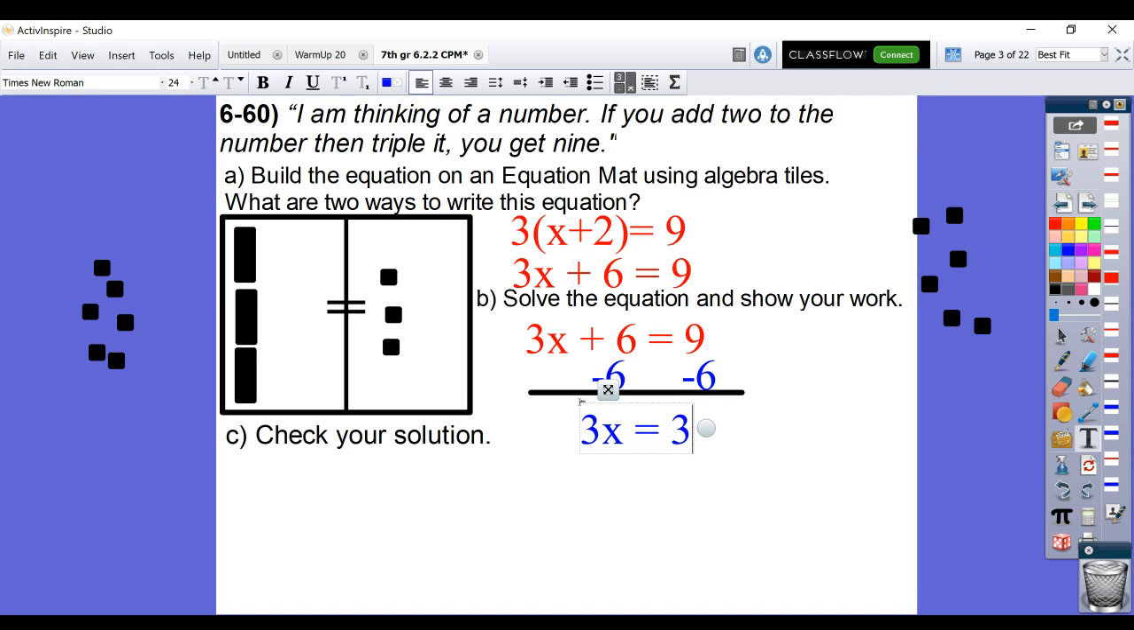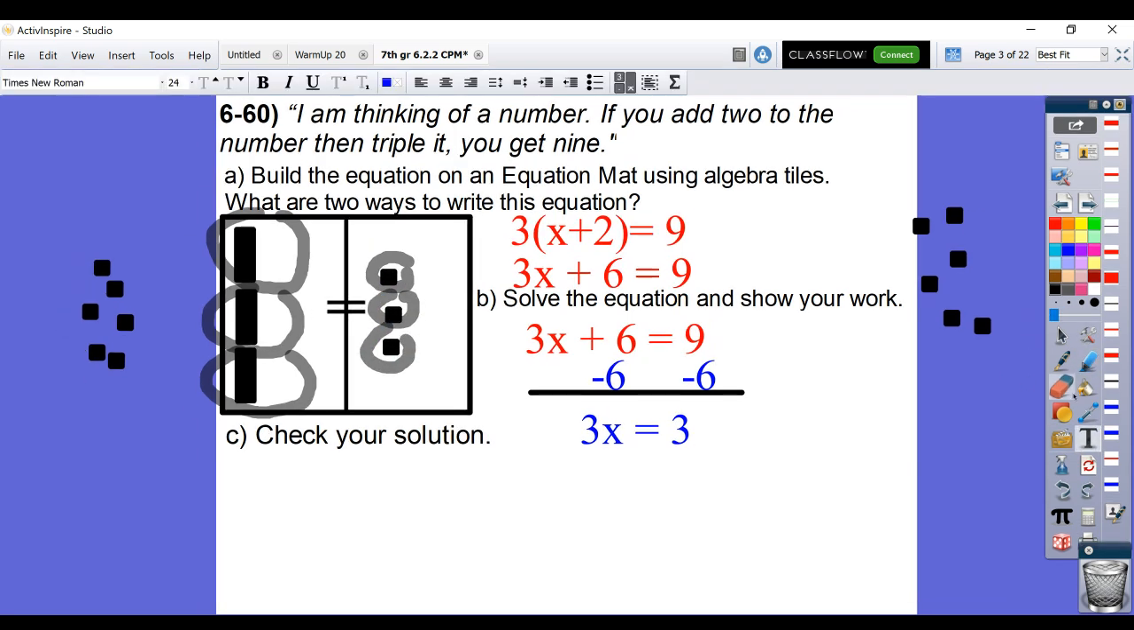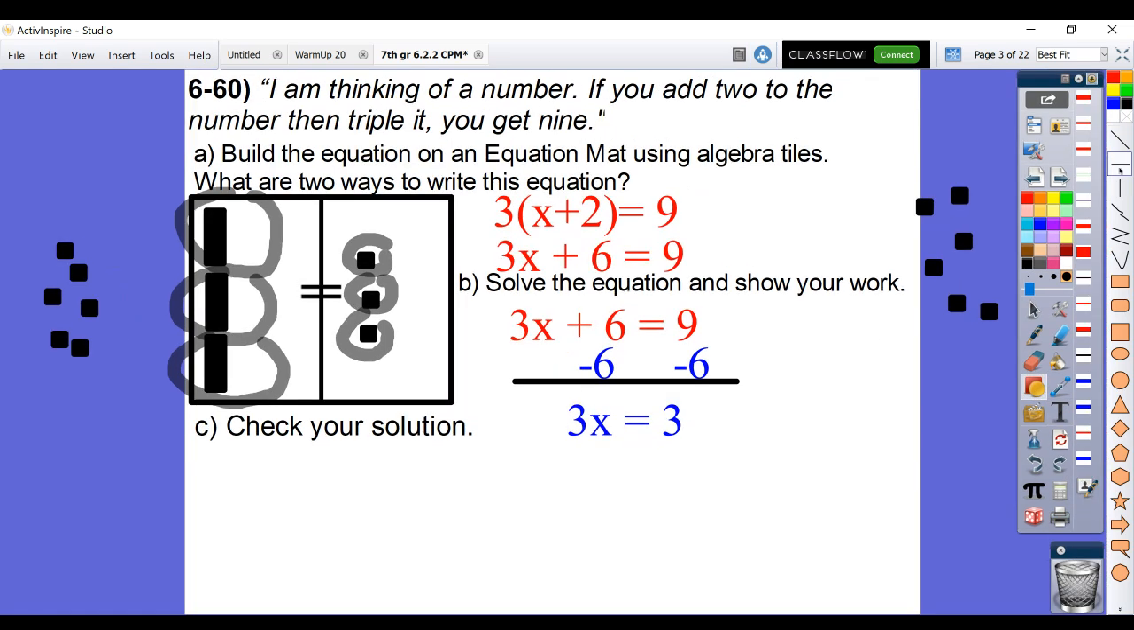And then, of course, if 3x equals 3, that means that we can make it into 3 groups. So we can say, all right, we don't want 3x, we want just 1x. So we're going to divide that into 3 groups. And dividing it into 3 groups would be shown algebraically by showing that we're dividing by 3 here and here.